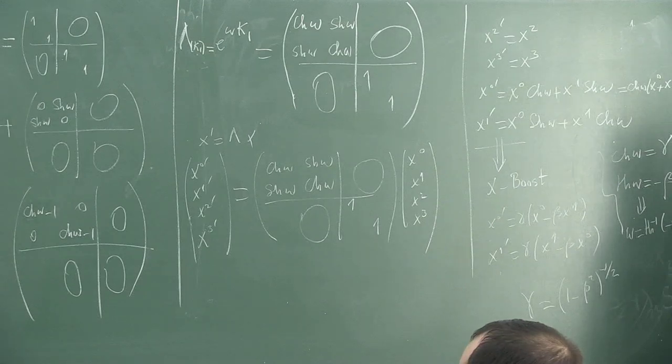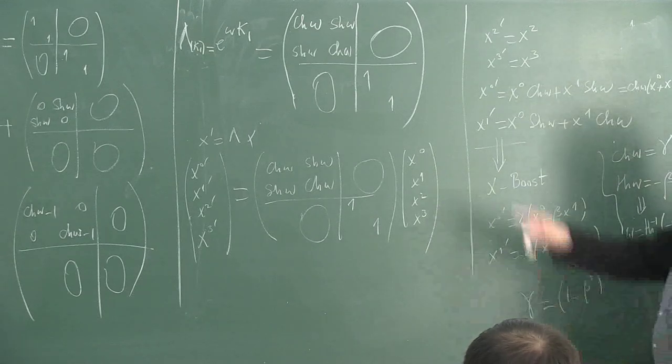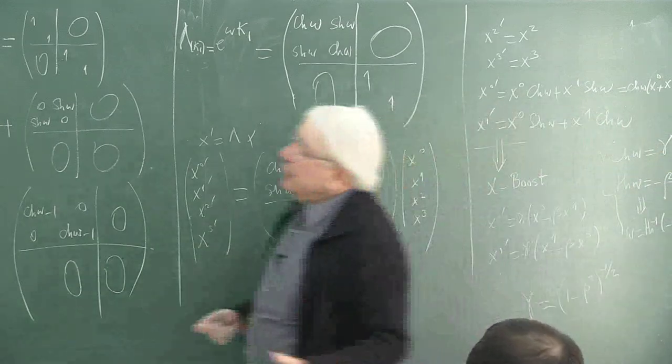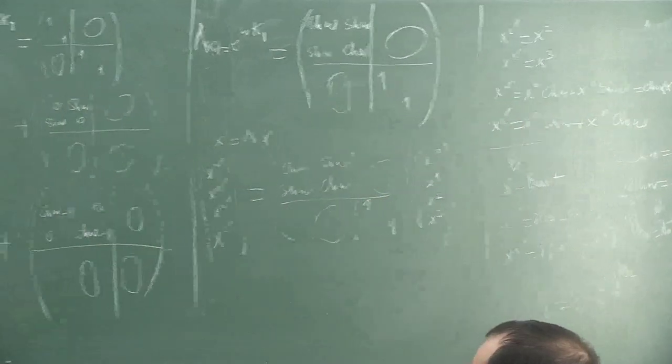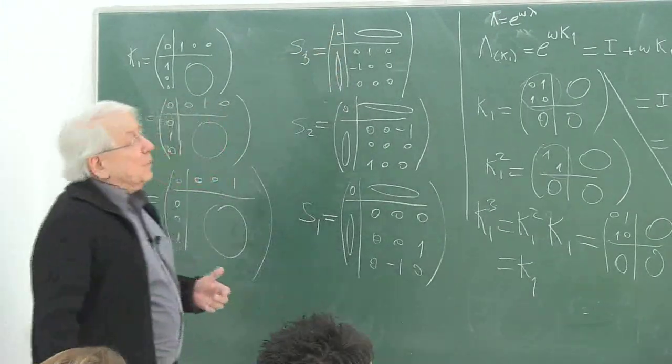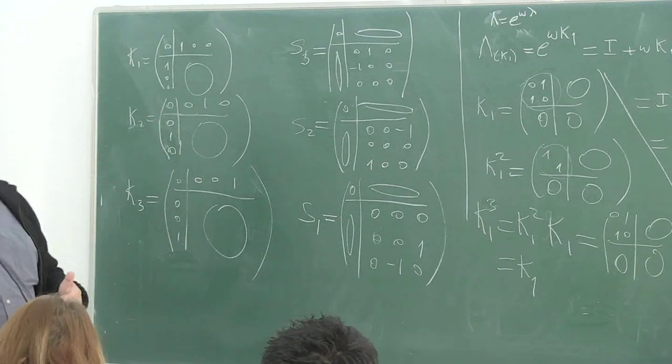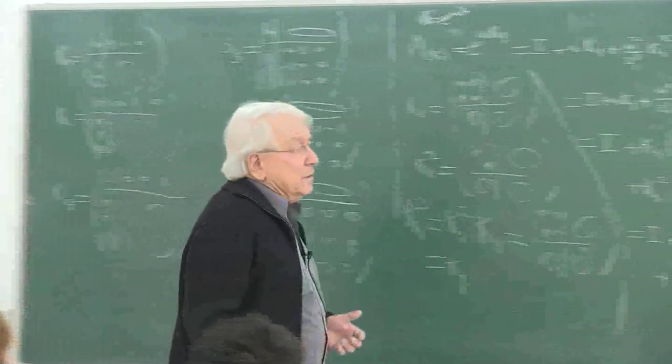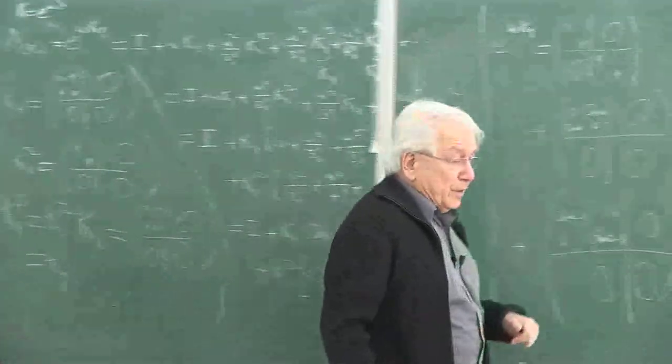What I have to do next is go to the s's, the other three, which only have non-zero elements in the space part, not the zeros in the time and space-time cross terms. That I will do after the break, and then we are going to move into the Spinor space immediately.